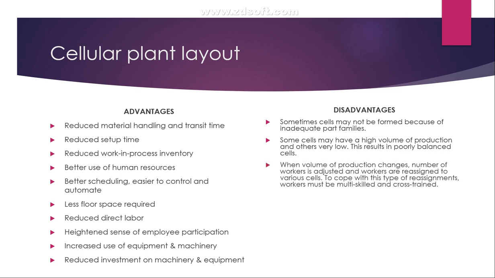Okay, moving ahead, when volume of production changes, the number of workers is adjusted and workers are reassigned to the various cells. To cope with this type of rearrangement, the workers must be multi skilled and cross trained. As I told, we have different cells being framed, but if we see an imbalance with respect to the production of different cells or assembly lines, we have to shift our human resource in order to balance the production process.